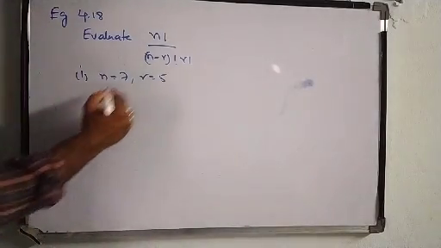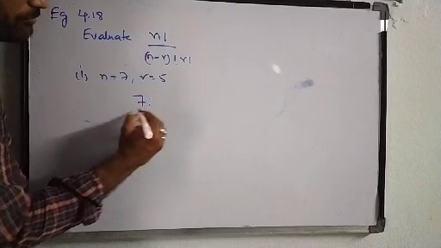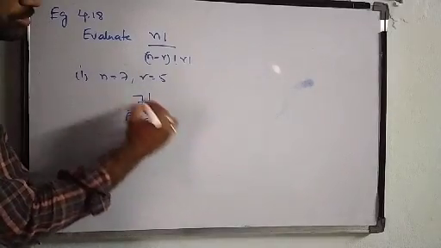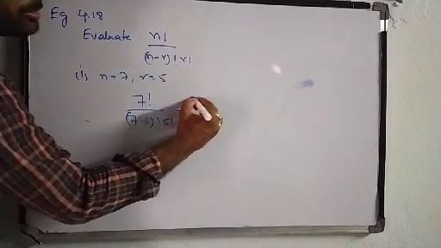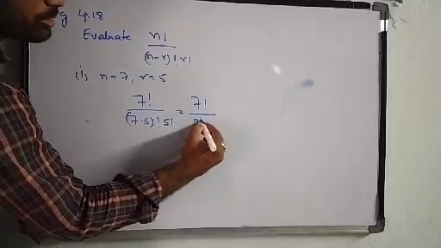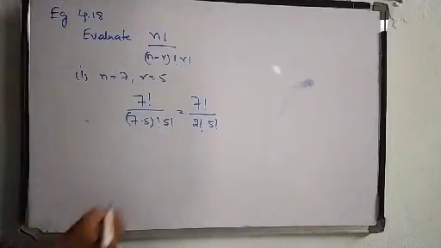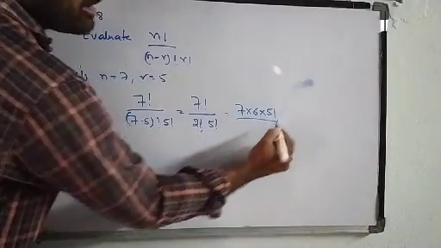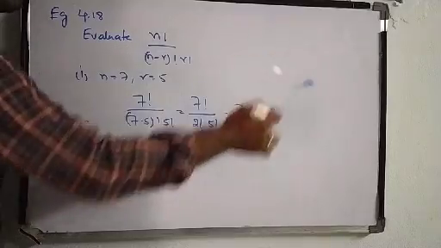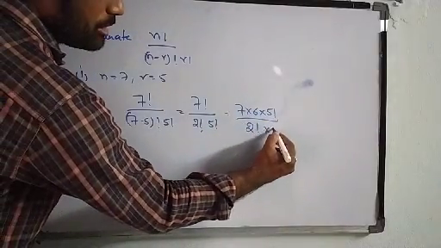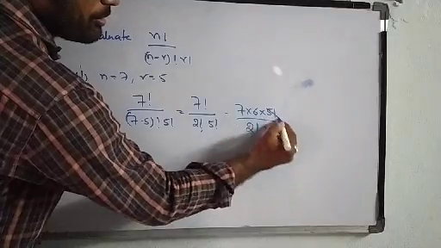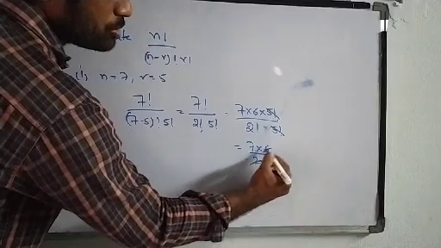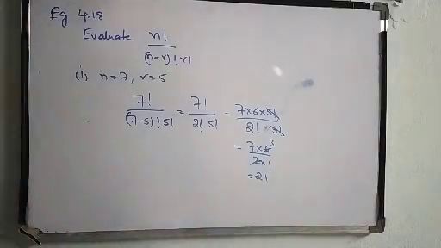So when n is 7 and r is 5, let me substitute here. So it will be 7 factorial by 7 minus 5 factorial into r factorial, that is 5 factorial, which can be written as 7 factorial by 2 factorial into 5 factorial. So this can be written as 7 into 6 into 5 factorial. Why we are stopping at 5 factorial: here it is 5 factorial, so that it will get cancelled. So 5 factorial gets cancelled. So that is 7 into 6 by 2 into 1. So 2 ones are 2, 2 threes are 6, it will be 21.